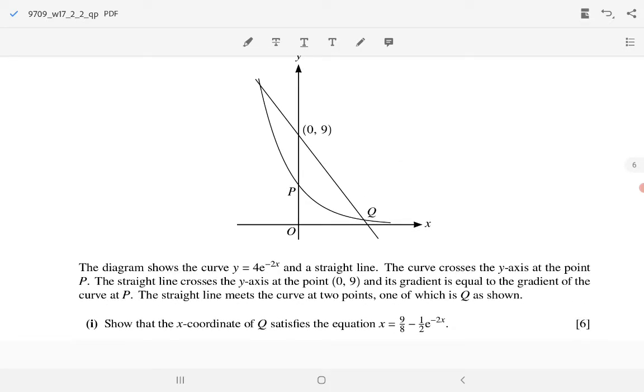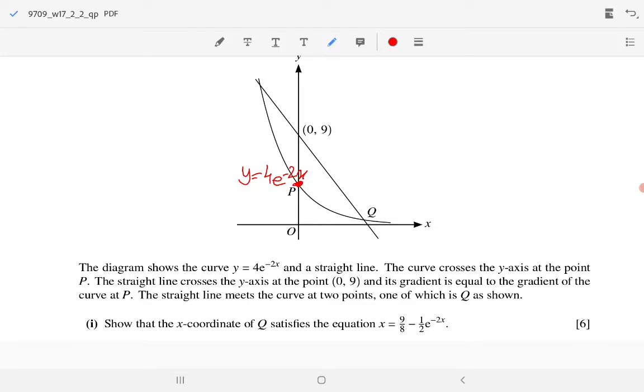Now coming to a bit of calculus. The diagram shows the curve y equals 4e^(-2x) and a straight line. The curve crosses the y-axis at the point P. The straight line crosses the y-axis at the point (0, 9), and its gradient is equal to the gradient of the curve at P. Okay, guys.